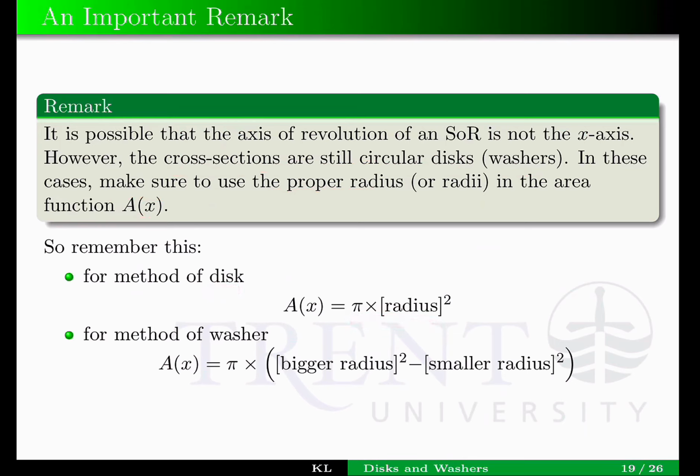On the other hand, if the axis of revolution is outside the region, then you will be using what we call the method of washer because you got a washer. And A of x will be pi times the bigger radius squared minus the smaller radius squared. If you mistakenly identify what the bigger radius and the smaller radius are, then you might get a negative value, which is not correct. Volumes are positive. Area is positive. Okay?